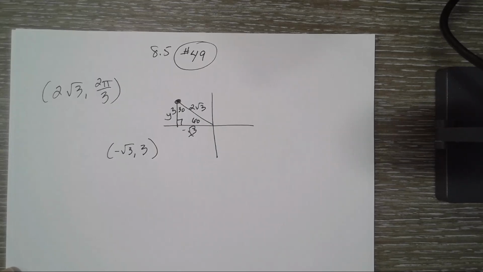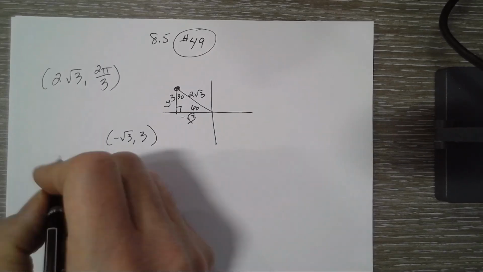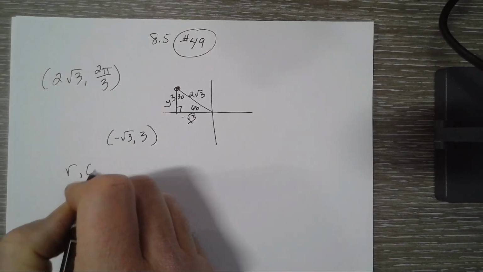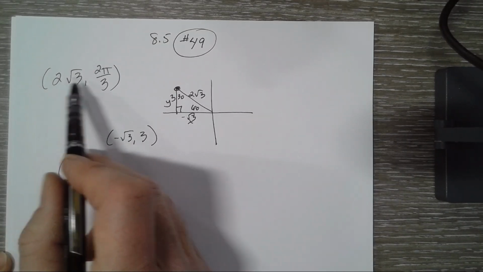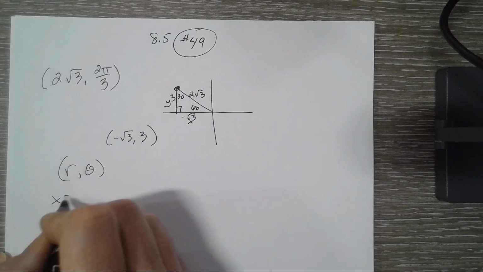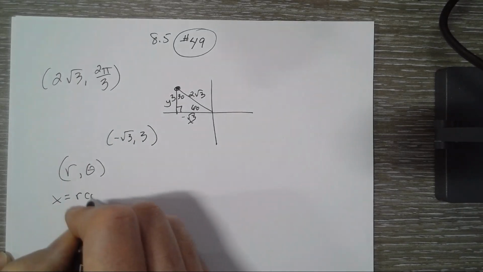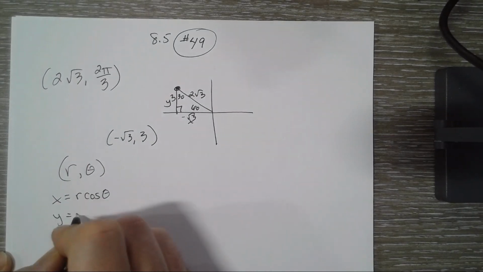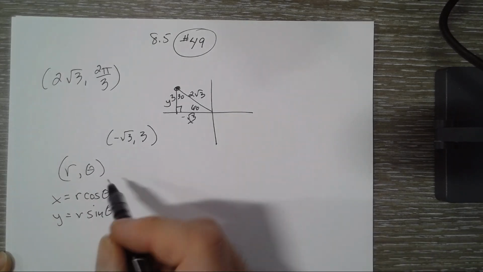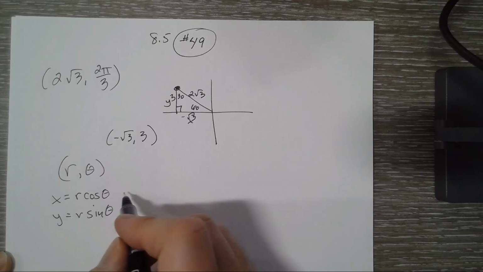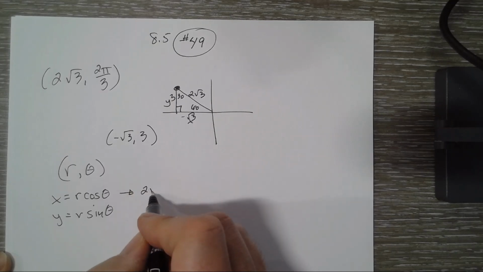Alright, so that's one way of doing it. The other is to remember that it's r comma theta. That's my r, that's my theta, and we also know that x is always equal to r cosine theta and y is equal to r sine theta. So if I want to know what my x is, it's just r times the cosine of theta. So r is 2 square root of 3.